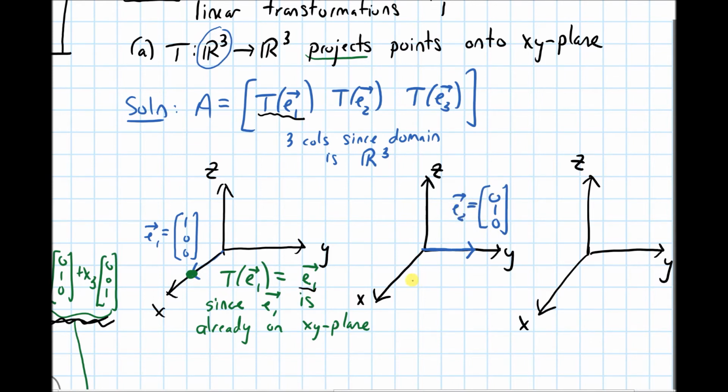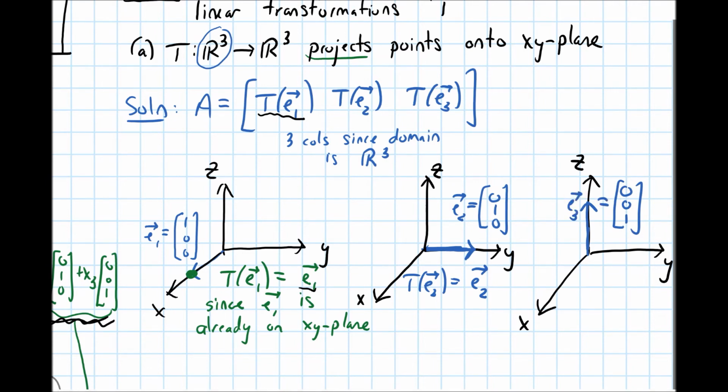So what is T of E2? What happens if I project this vector, which lies on the y-axis, onto the xy plane? Well, this vector is also on the xy plane already, so it doesn't change either. So when I project it, I just get the same thing. It doesn't go anywhere. Where it gets more interesting is when I talk about E3. So if we draw E3, E3 is 1 unit up in the z direction. So this is the vector 0, 0, 1. And that's E3.